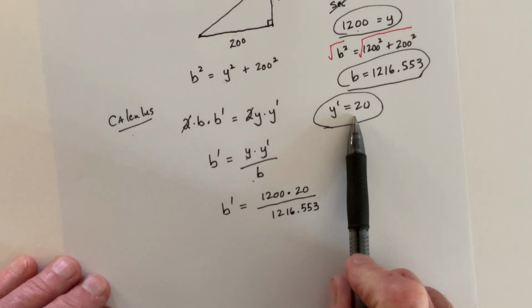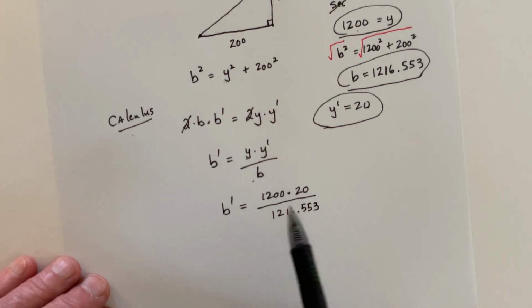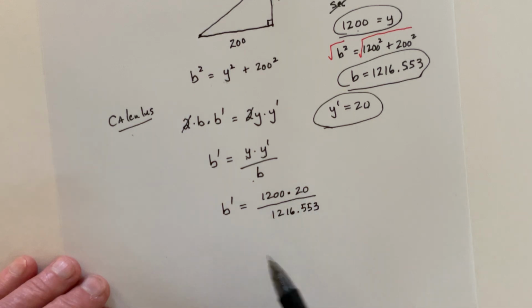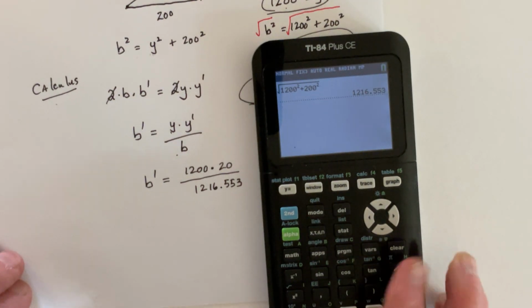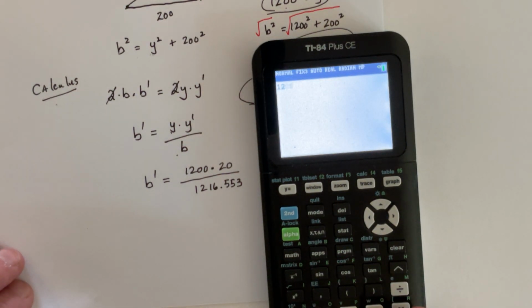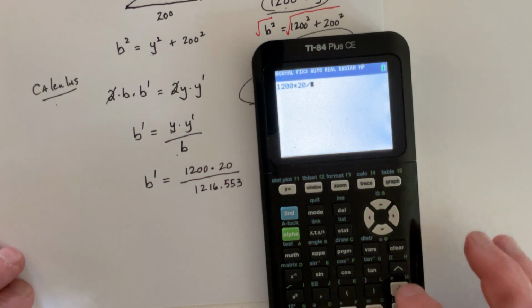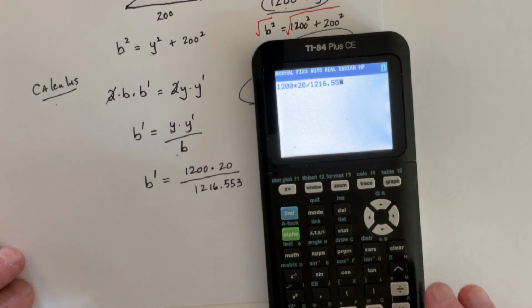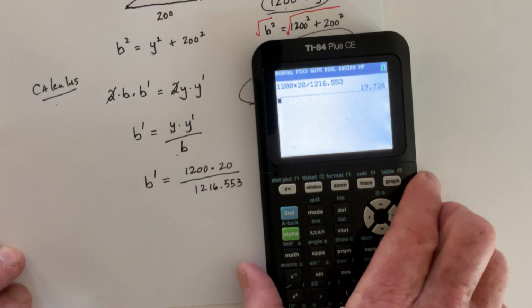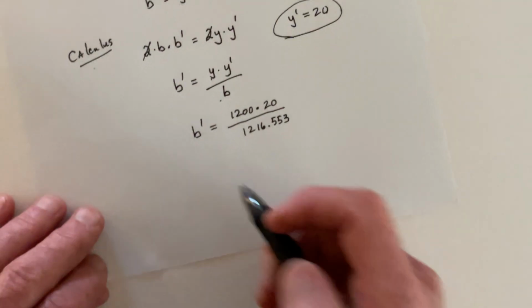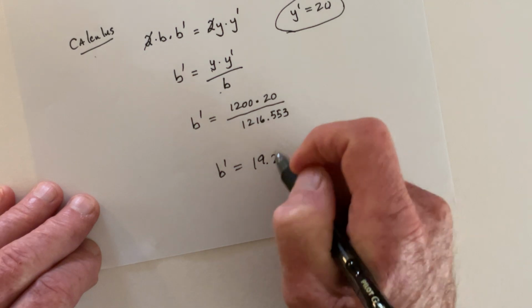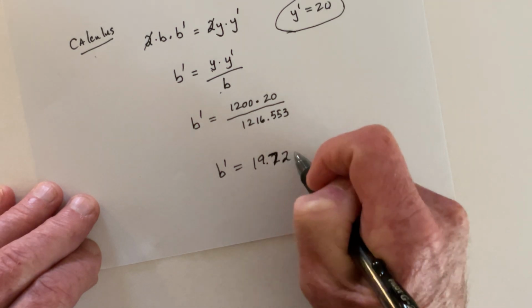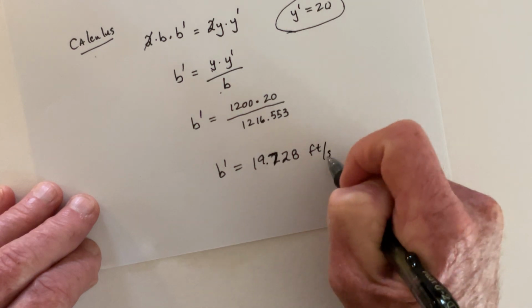Now, since the balloon is going up at 20 feet per second, I think this would be something sort of close to 20. Like if I get 800, I'm going to check my work. But if I get something close to 20, I'm going to believe it. So let's see. 1200 times 20 divided by the 1216.553. Yep, that's something pretty close to 20. So 19.728. So b prime equals 19.728, and that would be in feet per second.